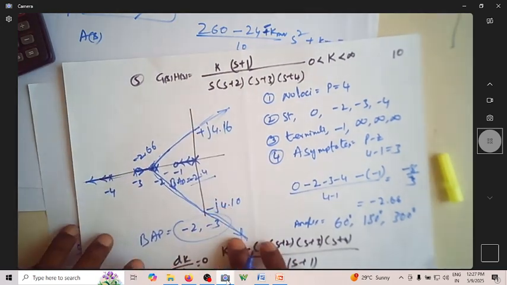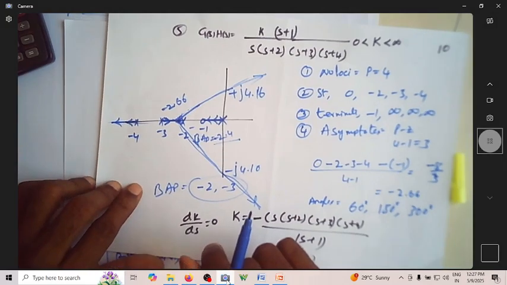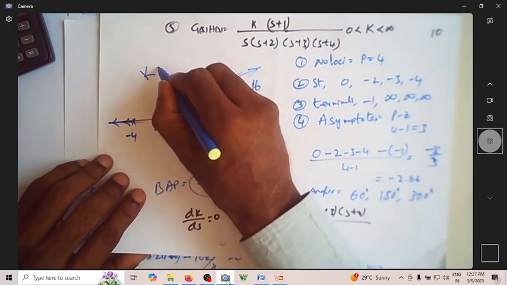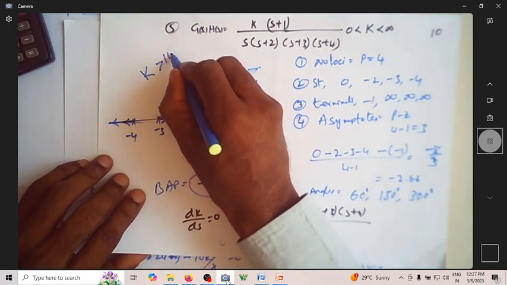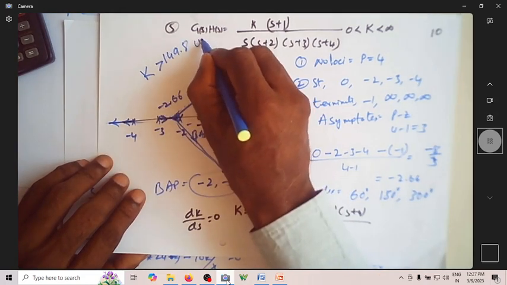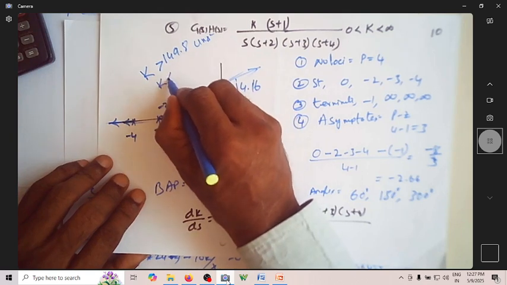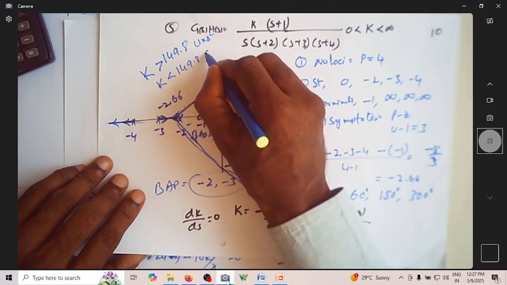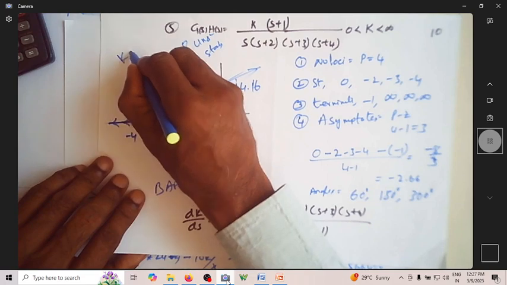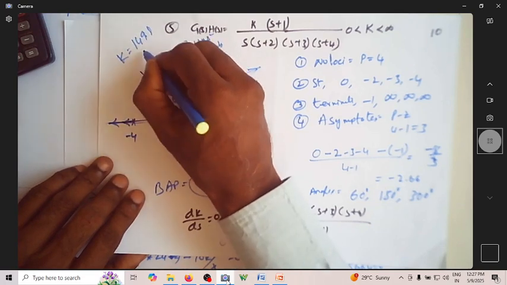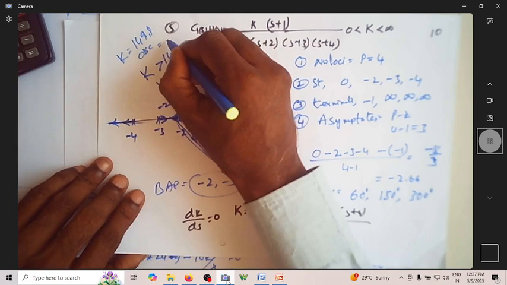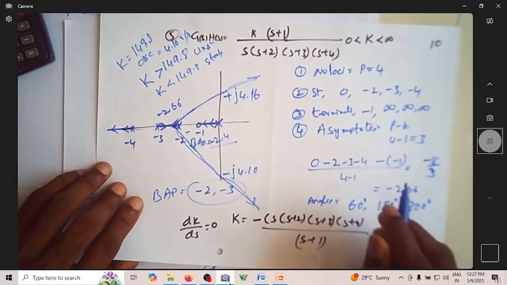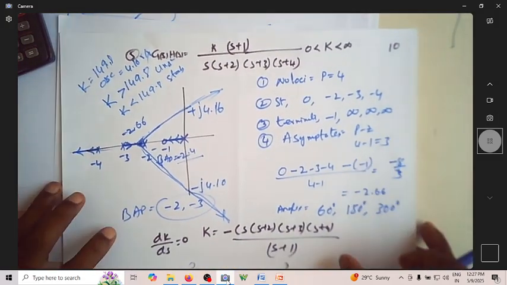So this is how it is. The system is now conditionally stable. So what is k? If the value of k is greater than 149.8, the system is unstable. If k is less than 149.8, then it is stable. If k is equal to 149.8, then it is oscillatory with a frequency of 4.16 radian per second. This is the entire outcome.